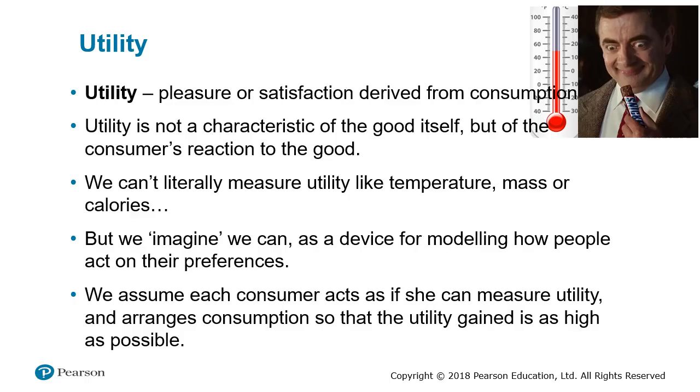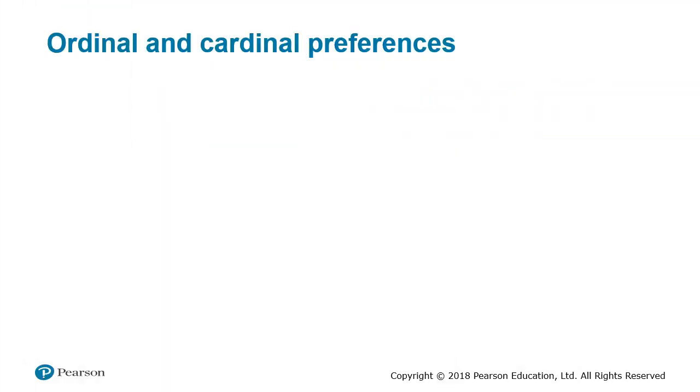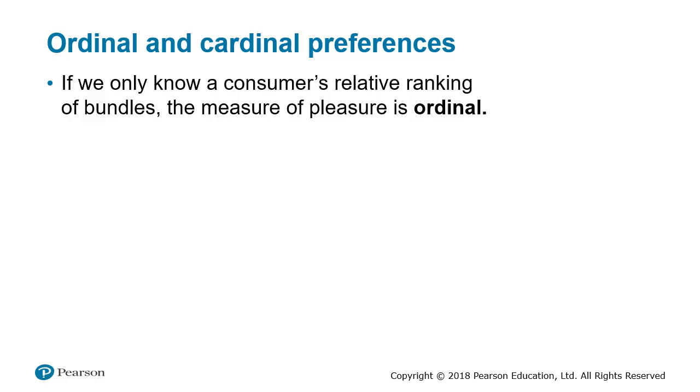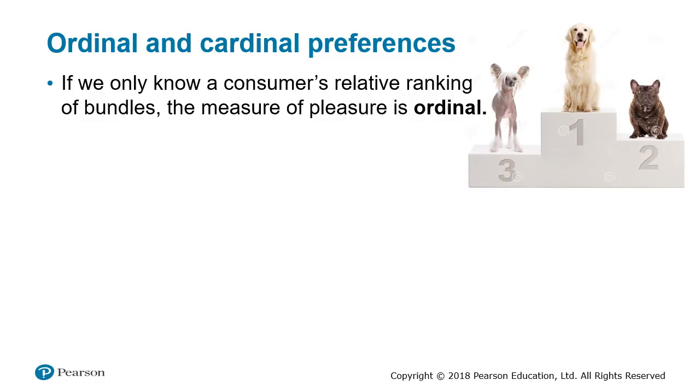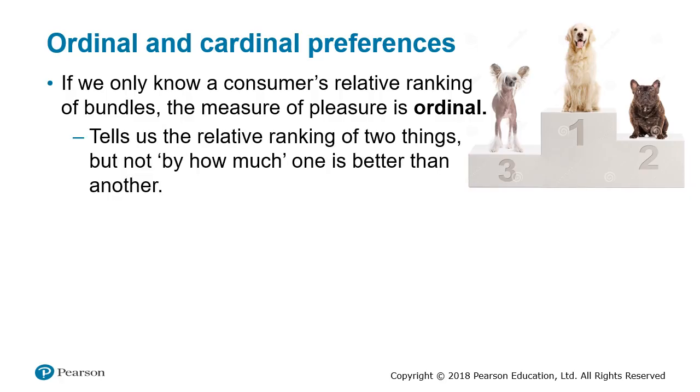So we assume that each consumer acts as if she can measure utility and arranges consumption so as to maximize her total utility gained. In reality, utility and preferences are really ordinal rather than cardinal measures. What does that mean? An ordinal measure means we know the consumer's relative ranking of bundles, so we know 1 is better than 2 is better than 3, but we don't know by how much one is better than the other, or by how much one is preferred in numerical terms.